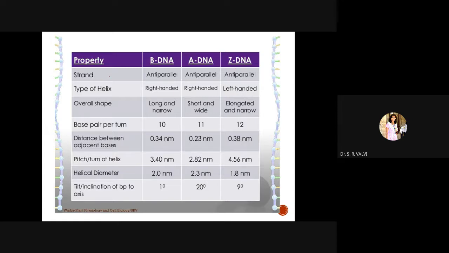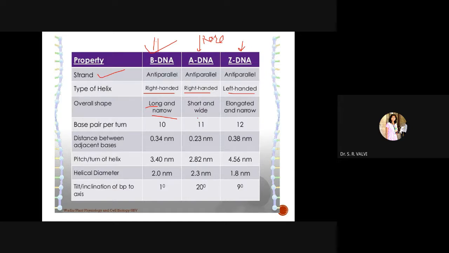Now, see, altogether I have placed the difference between B, A and Z type of DNA. Here you can see strands. These are all anti-parallel to each other, right? Then type of helix: the first two, A and B, are right-handed, whereas Z is left-handed, right? Overall shape is long and narrow for B type. This is the most commonly occurring type of DNA. A is very rare, right? And Z, as it is unstable, is again not commonly occurring.